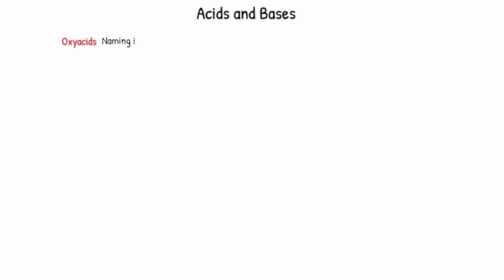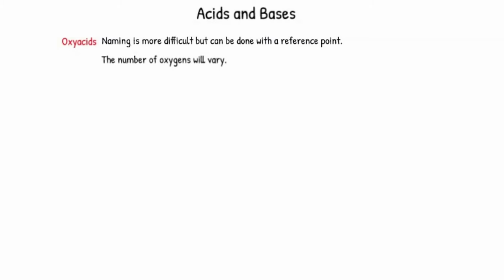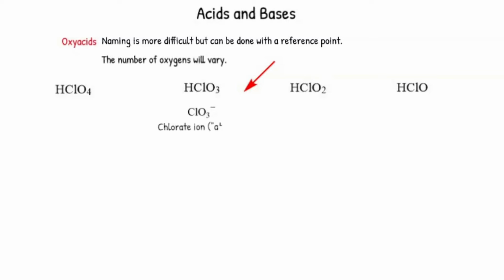Oxyacids. The naming is more difficult than the binary acids, but it can be done with a reference point. The reason for this is that the number of oxygens will vary. Let's take a look at an example. For the HClO4 family, notice that there are 4 different numbers of oxygens. So we need a reference point, and the reference point will be ClO3-. This is a chlorate ion with an ATE ending.